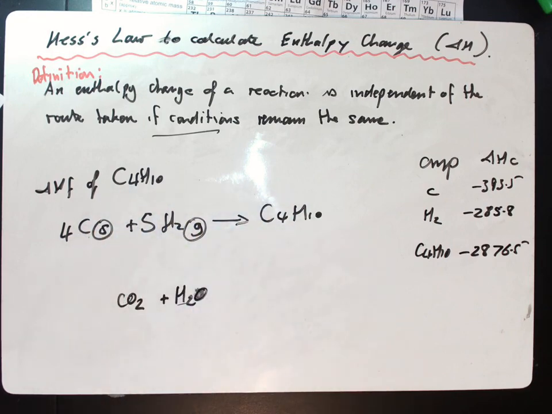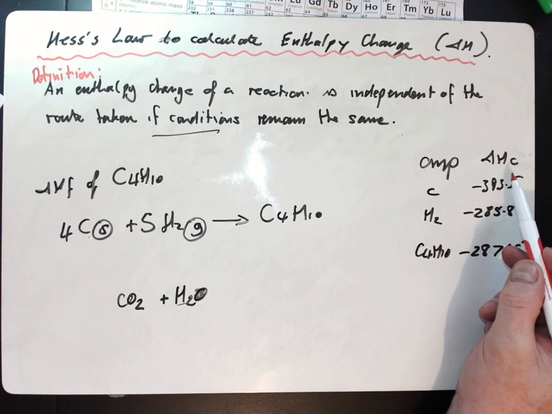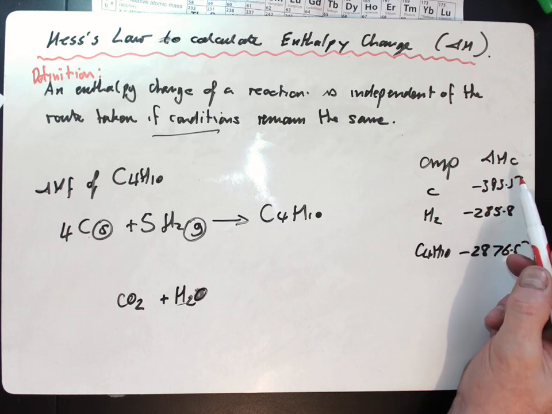Now what we've got to do is put our arrows in the correct direction. So this is enthalpy of combustion, and its definition is the enthalpy change when you burn 1 mole of something in excess oxygen.